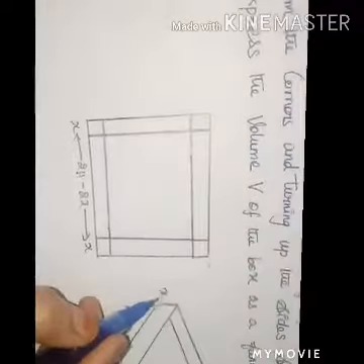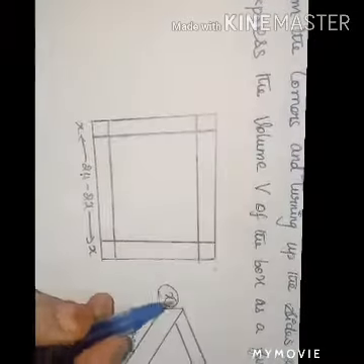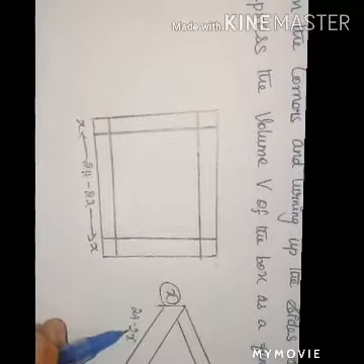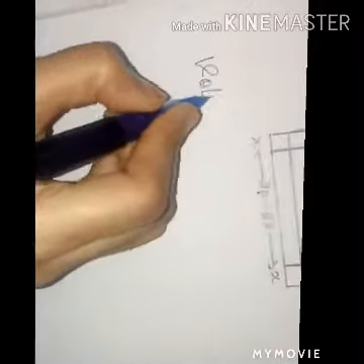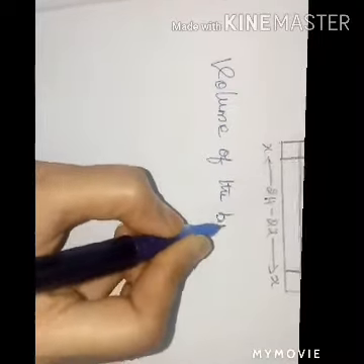When we cut the corners, the height becomes x and the length of the box becomes 24 minus 2x. Let's see. They asked us to find the volume of the box.